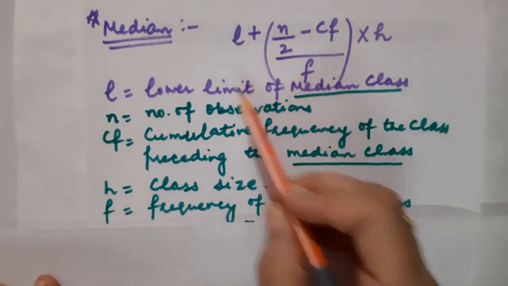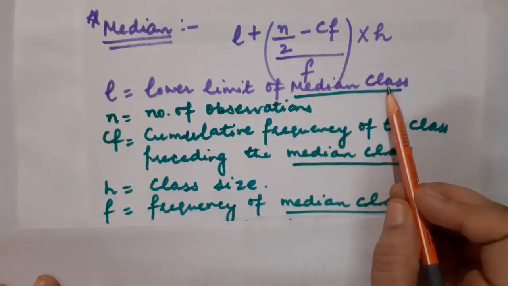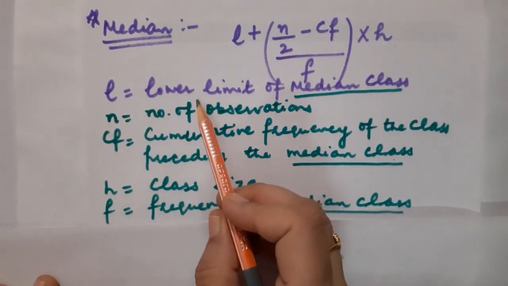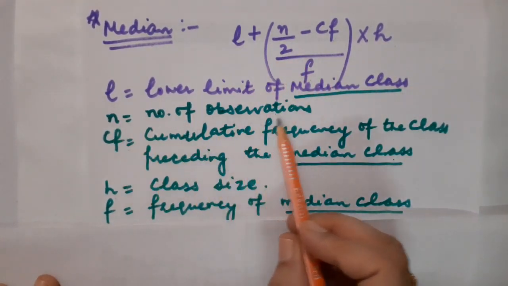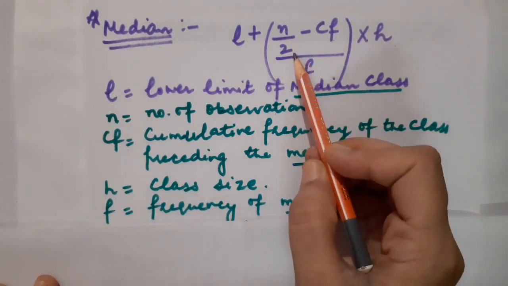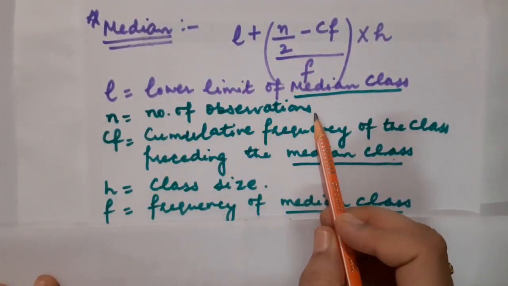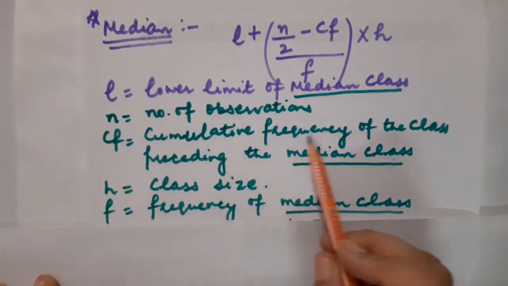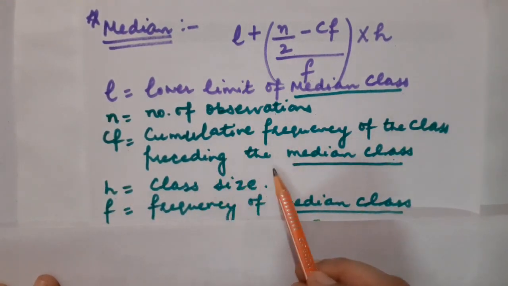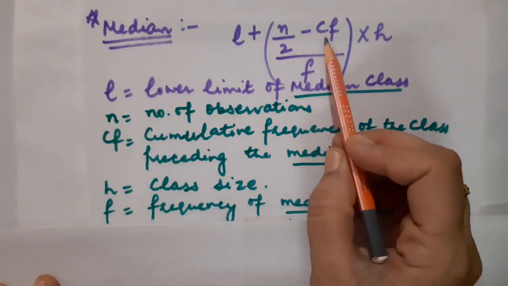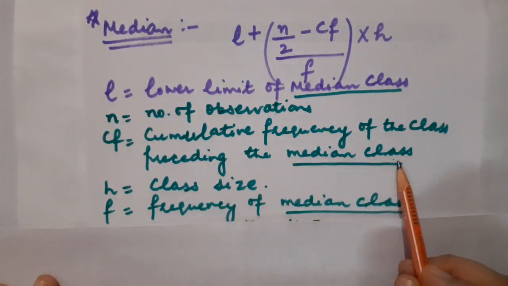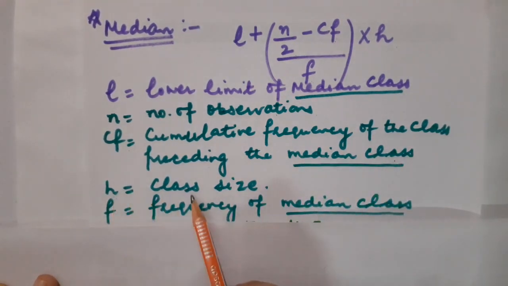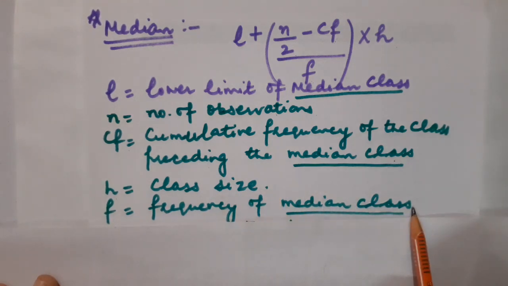Let us discuss all the things written in the formula. L means the lower limit of the median class. N is the number of observations, so n by 2 will be half of the number of observations. CF is the cumulative frequency of the class preceding the median class. Which value of cumulative frequency are you supposed to take? The one preceding the median class. H is the class size and F is the frequency of the median class.